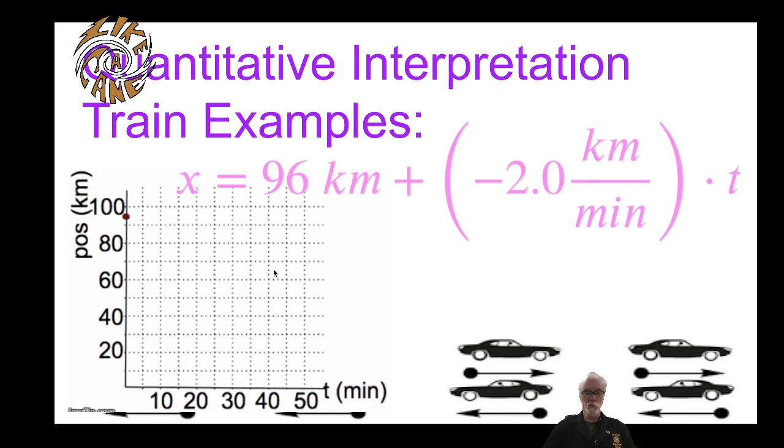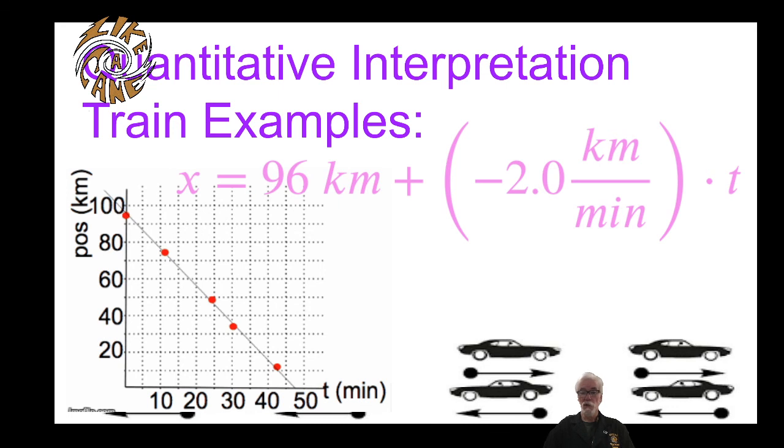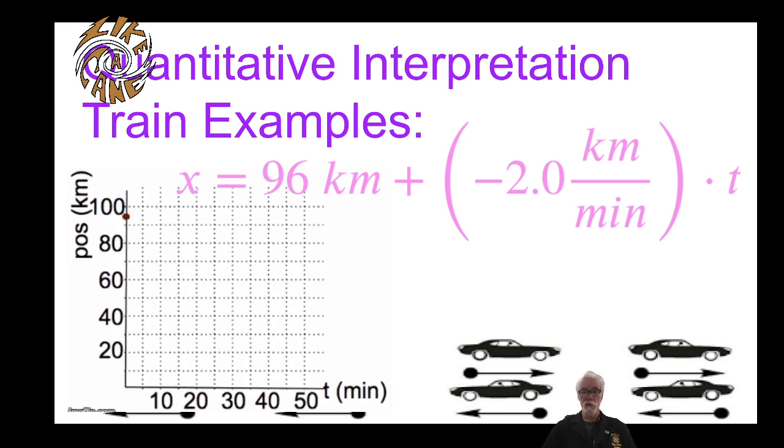For the train that was going backwards, that had the negative slope, this would be the equation that models its motion. Starting position is 96 kilometers. And then the change is negative 2 kilometers for every minute times the time. So again, input any time, multiply by 2, you get the change in position, or the displacement, in kilometers. Add that to the 96 kilometers, and you would know where the train was at any given time.